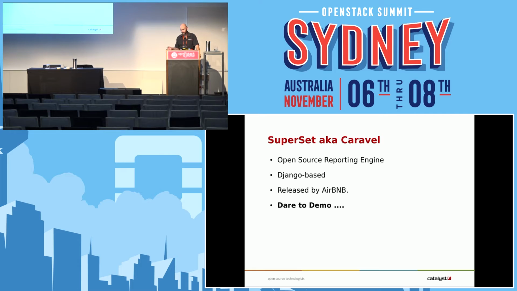Pentaho's got an offering as well. The Pentaho ETL Kettle thing is only part of their suite, but we tried it. It wasn't really for us. So this other one, I don't know if anyone's heard of this thing called Superset, or Caravel it used to be called. It's an open source reporting engine that comes from none other than Airbnb. So they let this thing out. It's a pretty healthy open source project, getting lots of commits.